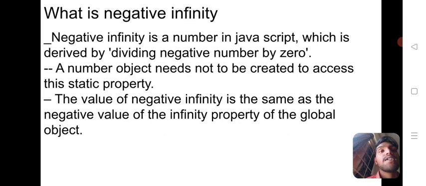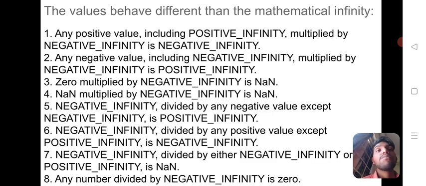What is negative infinity? Negative infinity is a number in JavaScript which is derived by dividing negative infinity by 0. A Number object need not be created to access this static property. The value of negative infinity is the same as the negative value of the Infinity property of the global object. The values behave differently than mathematical infinity.